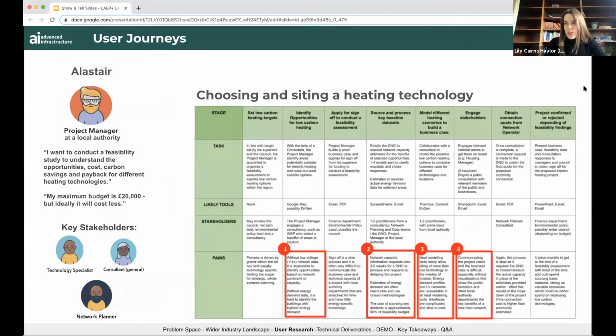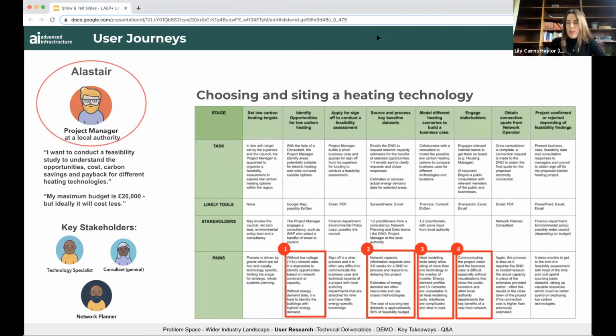But first, let's look at a user journey. It was user journey mapping that was used to detail the tasks, the data sets, the tools, and the challenges faced by interviewees across their involvement with energy projects. This is a representative one, a project level feasibility study led by Alistair.